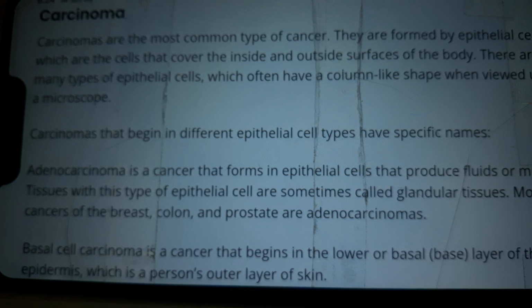In the meanwhile, I'll just finish a couple of seconds of talk on the same carcinomas. Now, adenocarcinoma is a cancer that forms in epithelial cells that produce fluids or mucus. Tissues with this type of epithelial cells are sometimes called glandular tissues. Most cancers of the breast, colon, and prostate are adenocarcinomas, right?